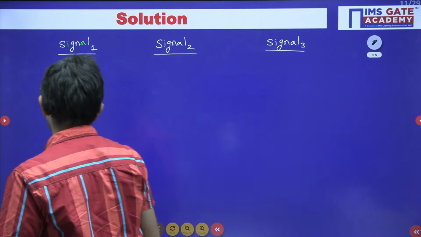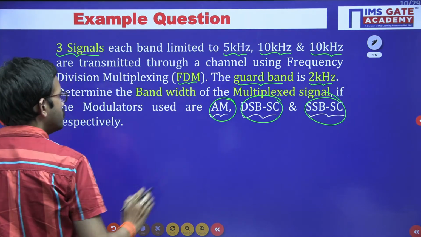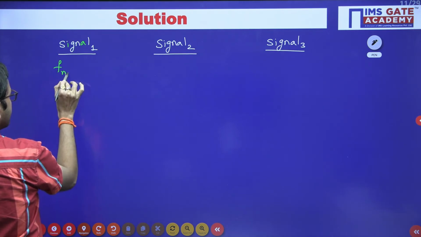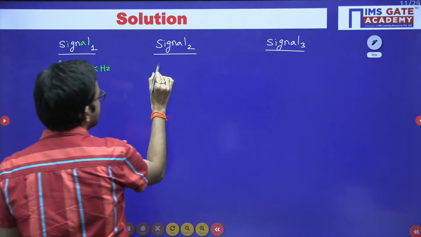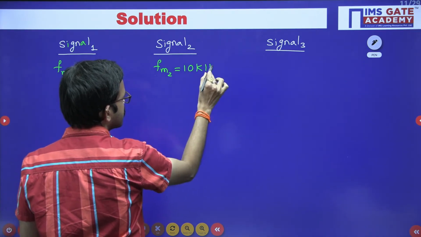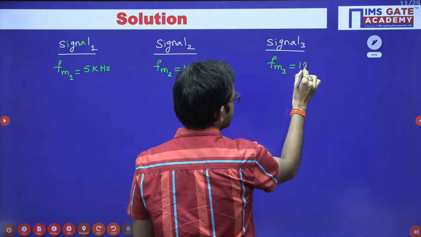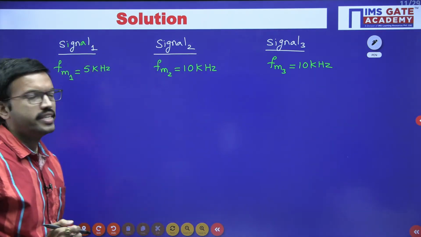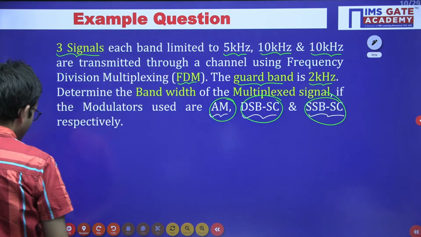Okay, we are having three signals. For the first signal, they have given maximum frequency 5K, for other two 10K. So here I am considering the maximum frequency of first signal, that is FM1, 5 kHz. Here maximum frequency is 10 kHz. Similarly here, maximum frequency as 10 kHz. 5K, 10K, 10K. Right. Now, here for first signal, they have considered AM modulator.